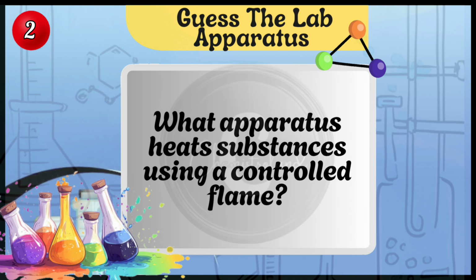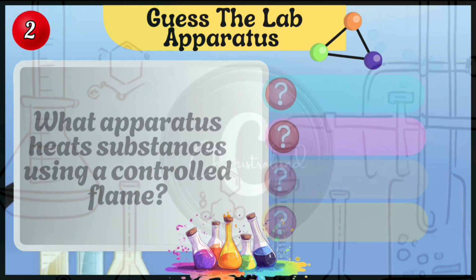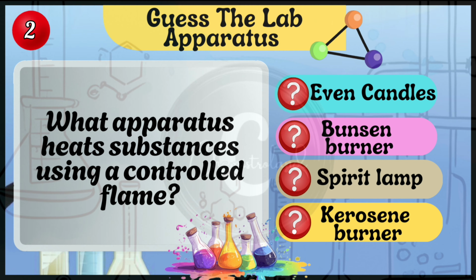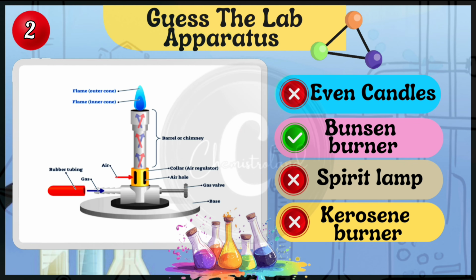What apparatus heats substances using a controlled flame? Options: candles, Bunsen burner, spirit lamp, or kerosene burner. Bunsen burner.